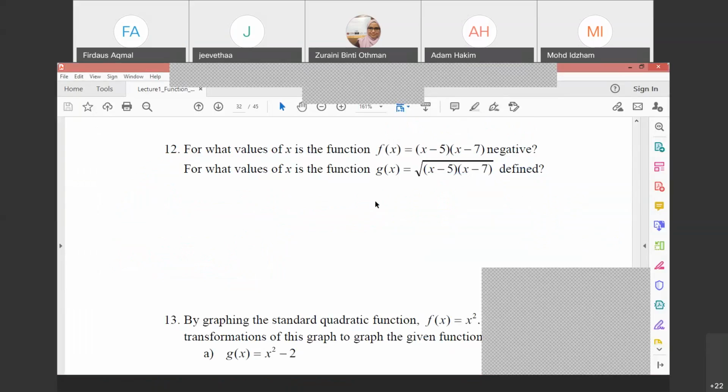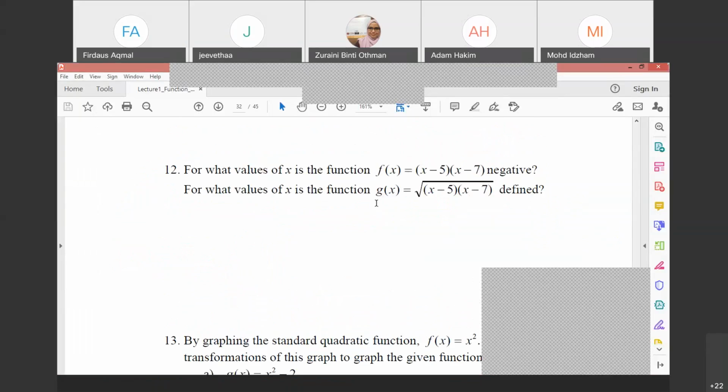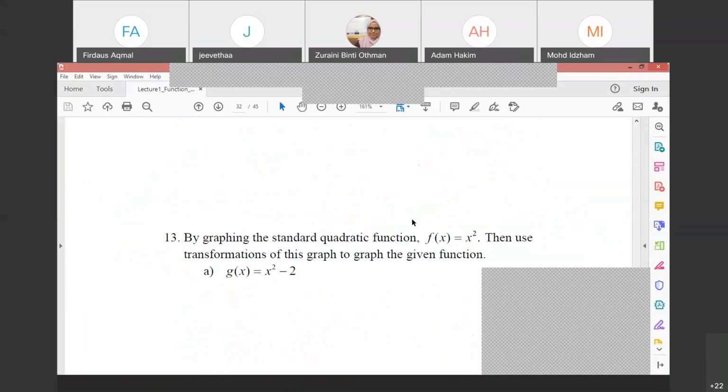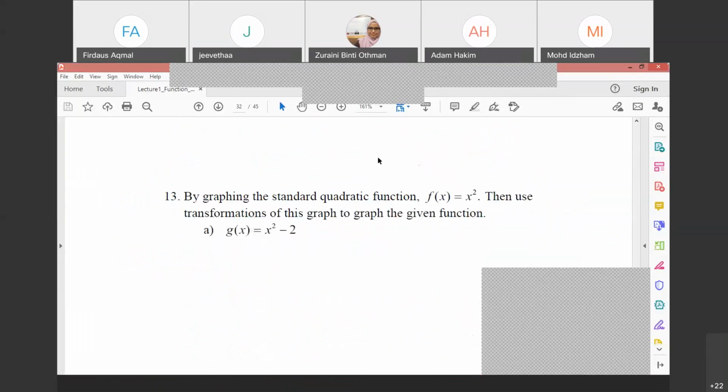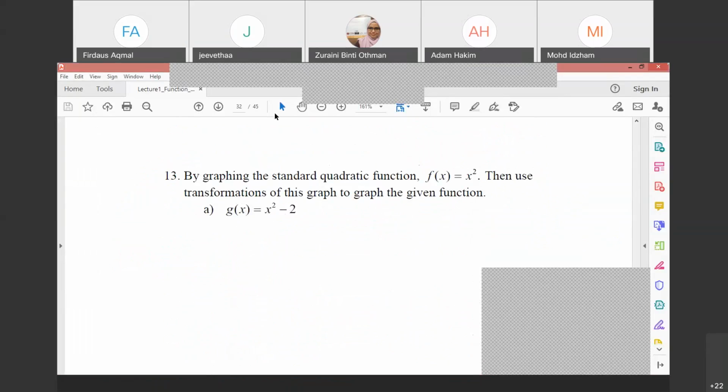Faham? Dah terpadam. Boleh 12, 13. Tak ada soalan? Terus je. 13. Ada soalan tanya tahu. Okey, 13.